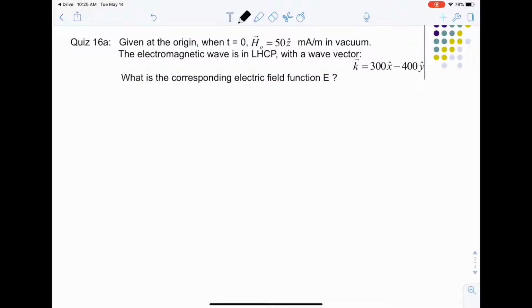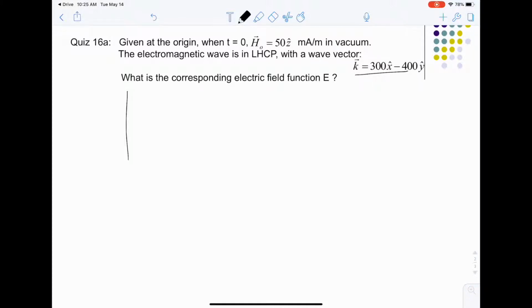So today we're going to be working on quiz 16A from spring 2018. We're given at the origin when t equals 0, H naught equals 50 milliamps per meter in a vacuum. The electromagnetic wave is in left-hand circular polarization with the wave vector k. And what is the corresponding E field?